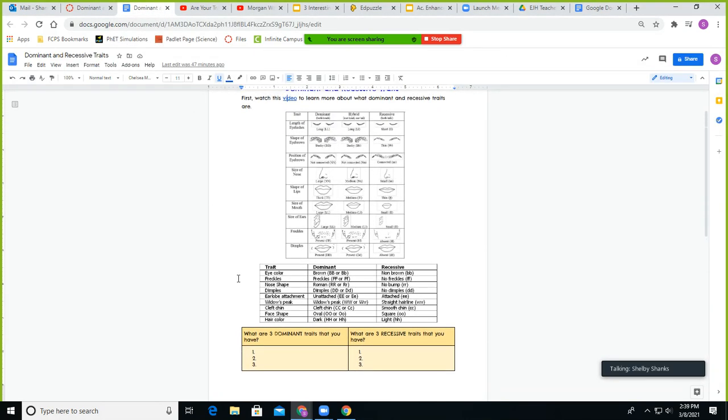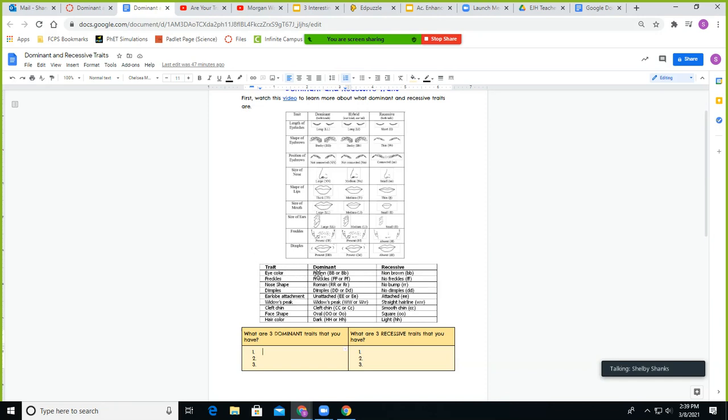All right, so make sure you're back into this Google assignment. What we're going to do is you're going to list 3 dominant traits that you have and 3 recessive traits that you have. All right, so if I have something, let's look at eye color.